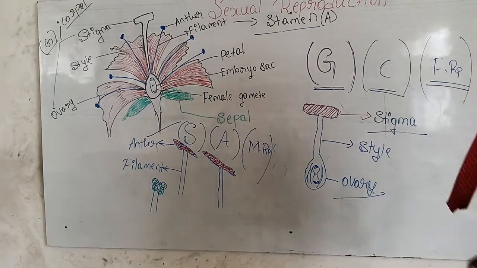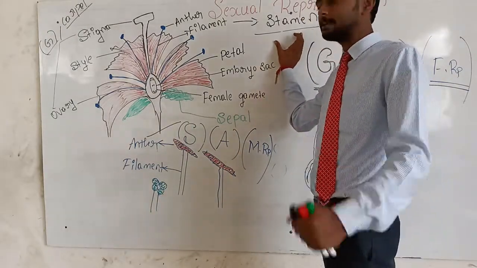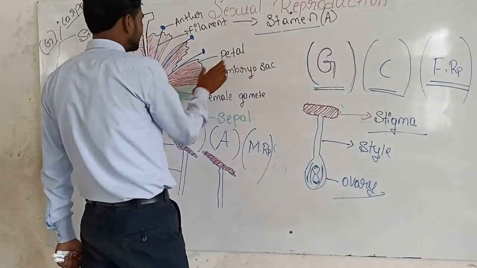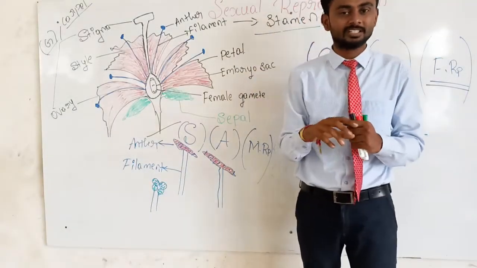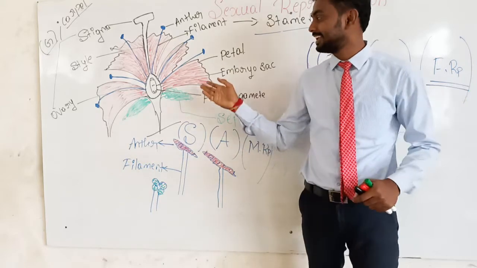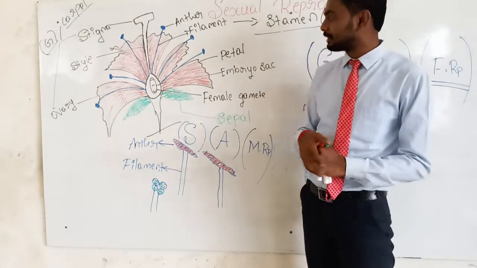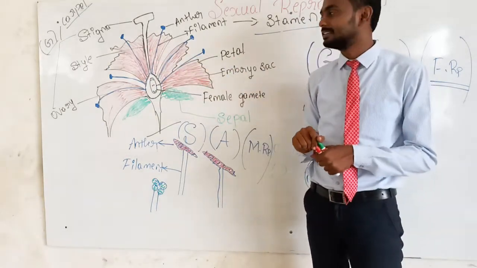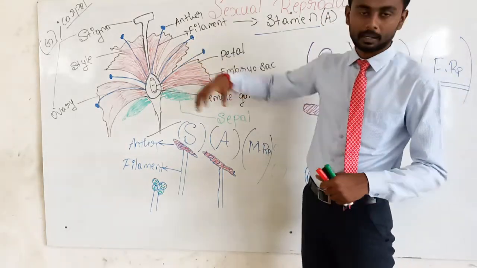So this is about the stamen. All of you understand about the male reproductive part and the female reproductive part. Next is the petal. Petals are the colorful things present in the surroundings of flowers. You can see red, yellow, or white colors, like in the hibiscus flower, especially red. The petals cover the whole flower.